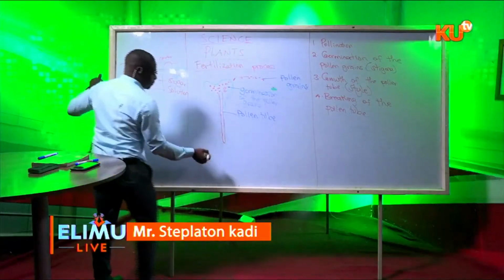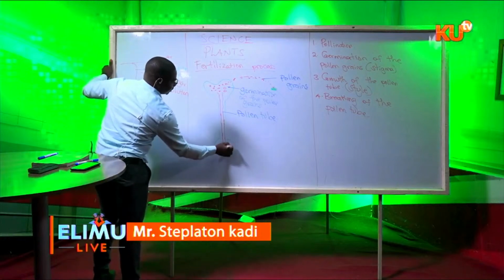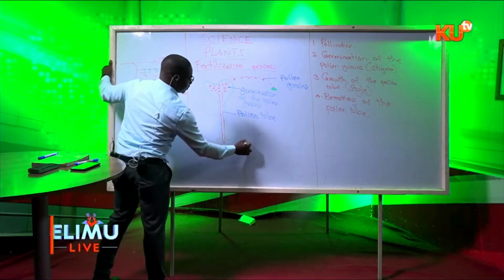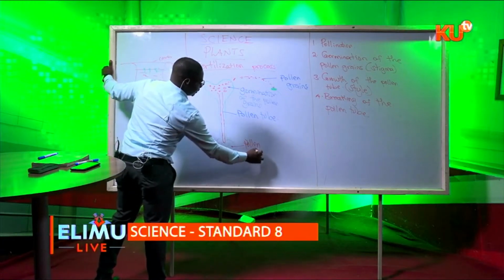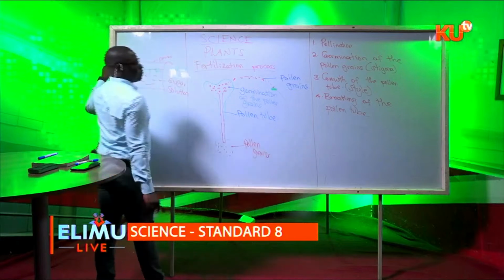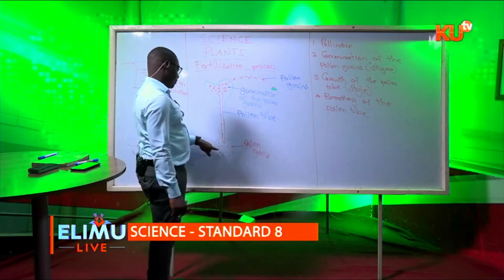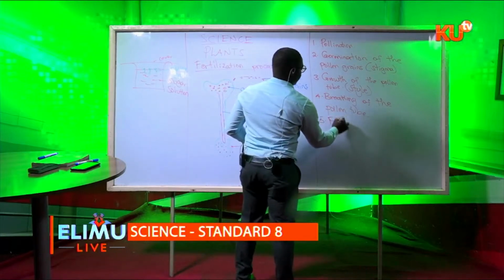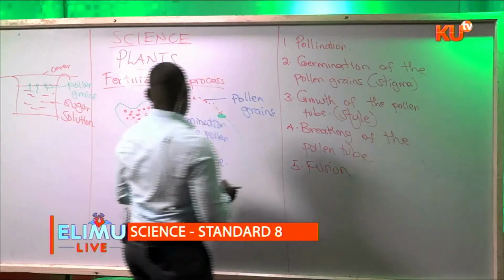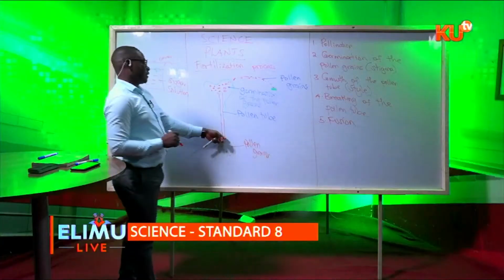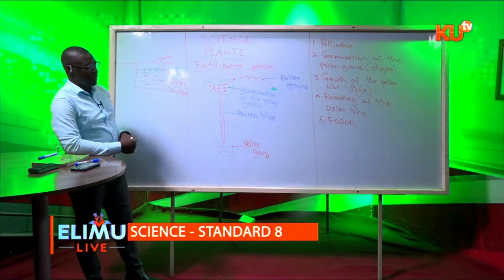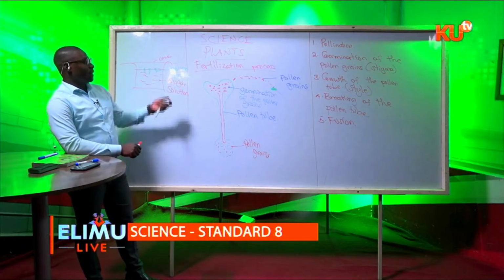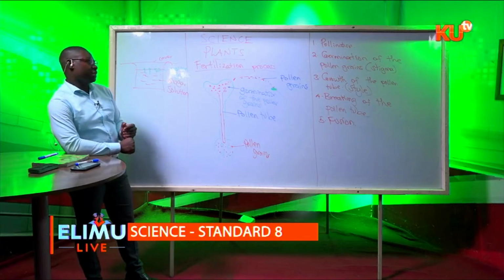After the pollen tube is broken, it releases the pollen grains. Remember, the pollen grains are here now. It releases the pollen grains. So after the pollen tube breaks, then we have fusion. Fusion is the coming together of the pollen grains and the ovary. So at this point, we say fertilization has taken place, and that is the process of fertilization in plants.